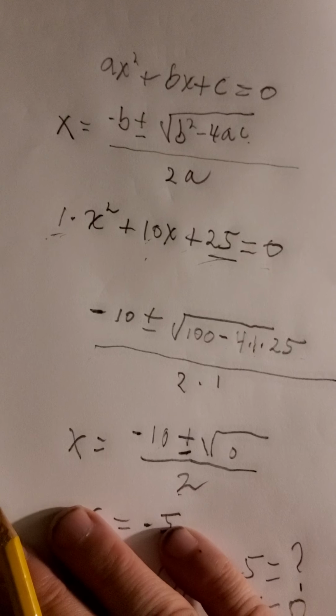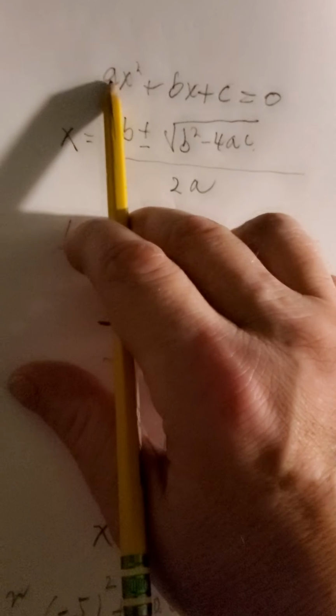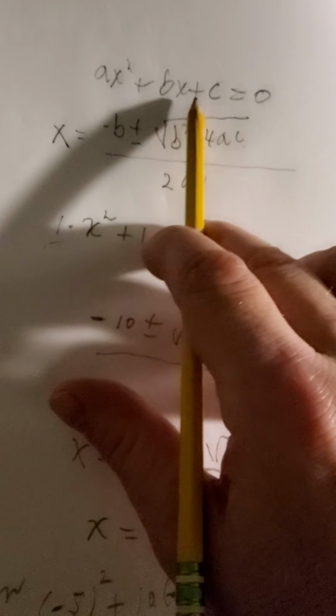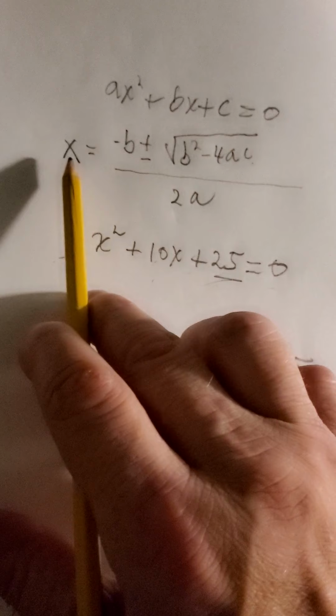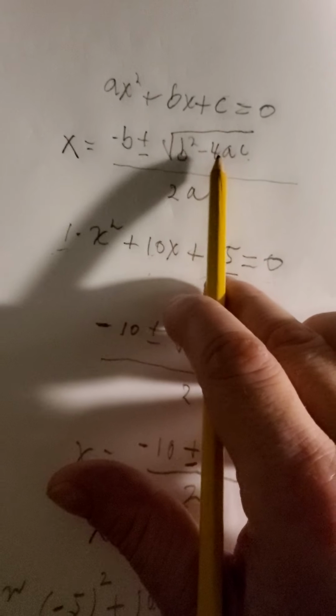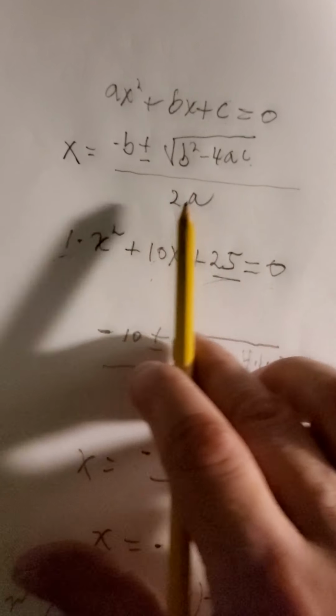So that is how the formula for the quadratic equation, ax squared plus bx plus c equals 0, is derived. X equals negative b plus or minus the square root of b squared minus 4ac all divided by 2a.